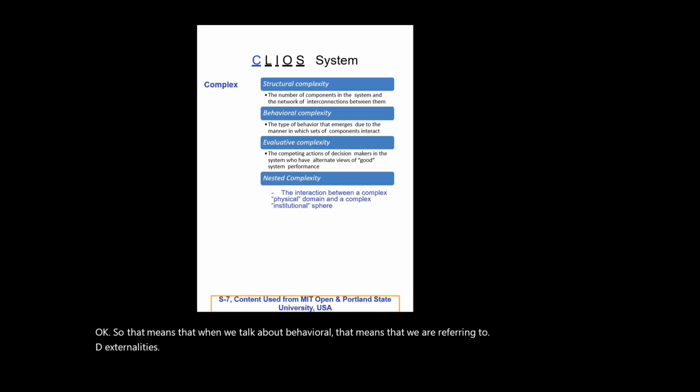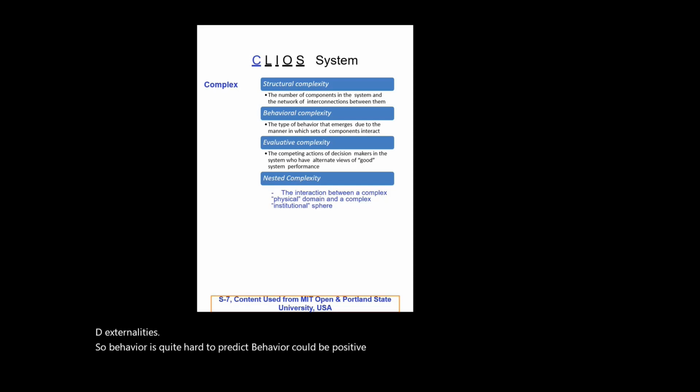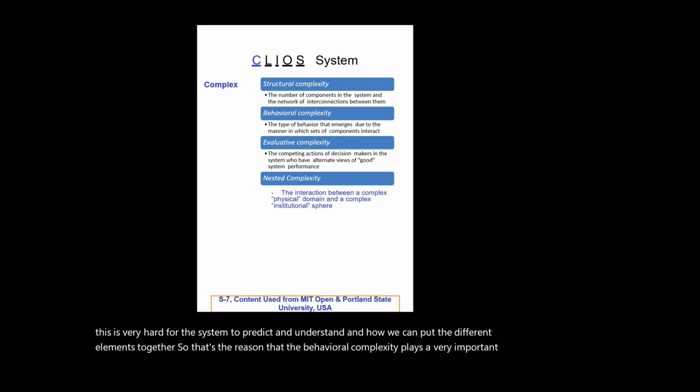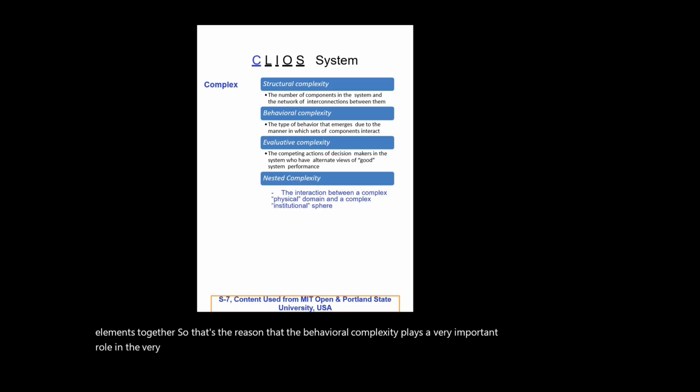So behavior is quite hard to predict. Behavior could be positive or could be negative. And again, this is very hard for the system to predict and understand, and how we can put the different elements together. So that's the reason that the behavioral complexity plays a very important role at the very early design level. Okay, so the next part is about the evaluative complexity.